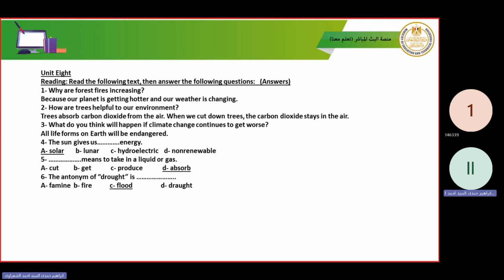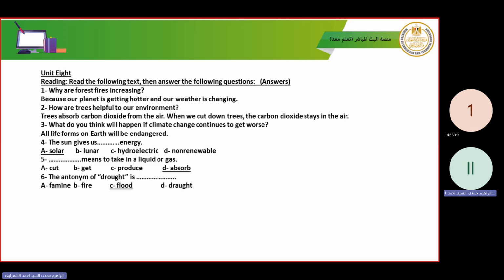Question number three, this is a critical thinking question. Really, what do you think will happen if climate change continues to get worse? All life forms طبعا on Earth will be endangered. I think there will not be any kind of life on Earth. If climate change goes on at this fearful or frightening speed, يعني our lives are يعني in danger or will be destroyed sooner or later. فيعني we should take our measures to stop this catastrophe.